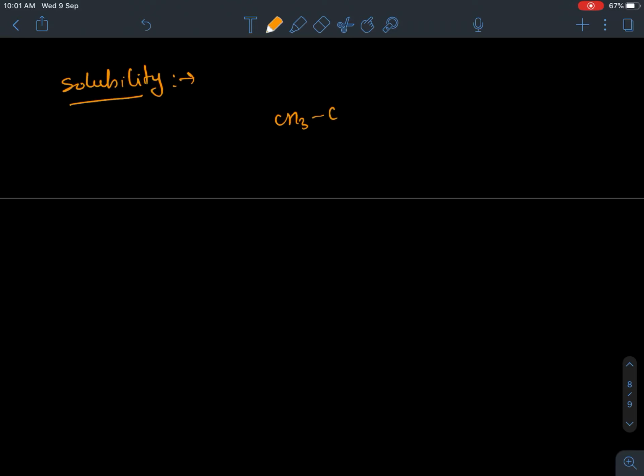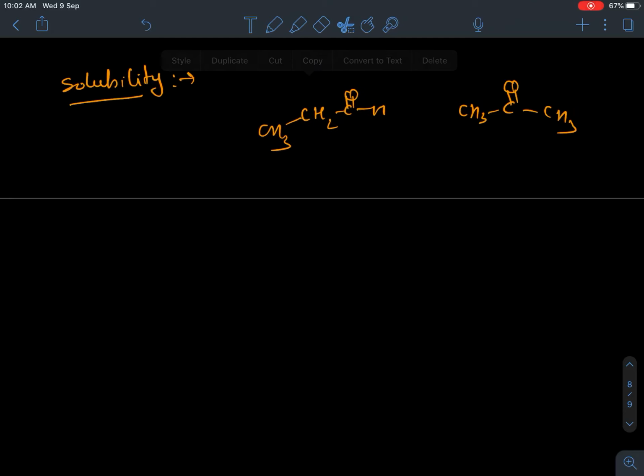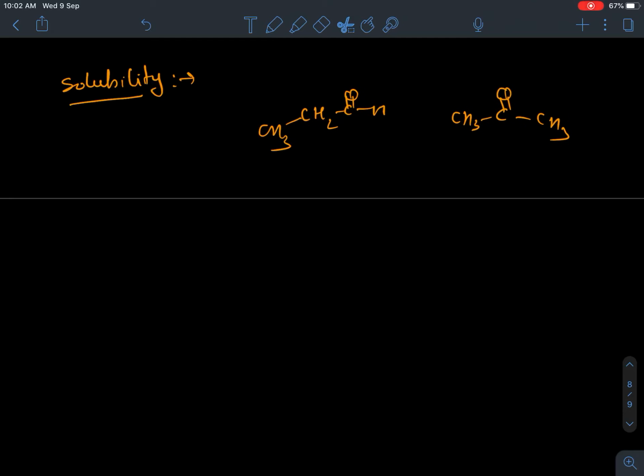So if you compare CH3CH2CHO with a similar molecular weight, or let us drop one of the carbon, so CH3COCH3. If you compare their boiling point, boiling point also, this CH3COCH3 is higher, but if I compare the solubility, then this is higher.